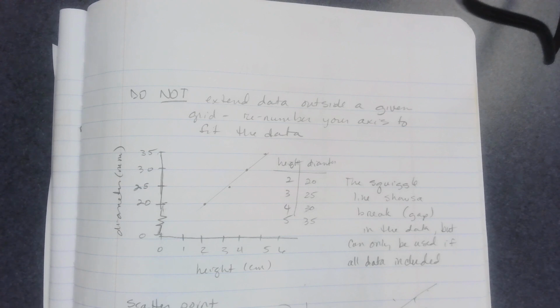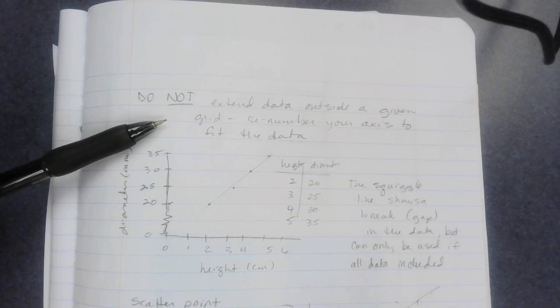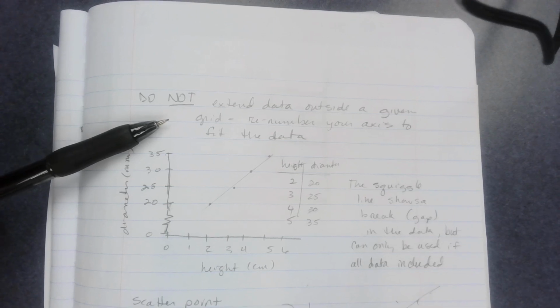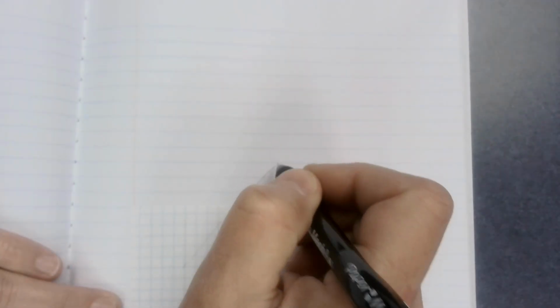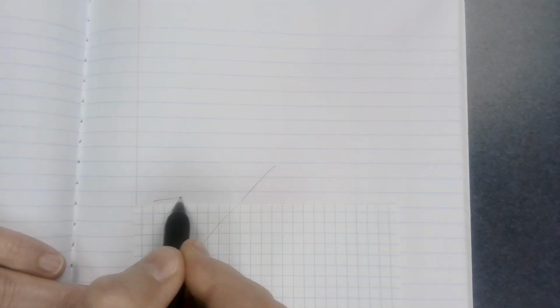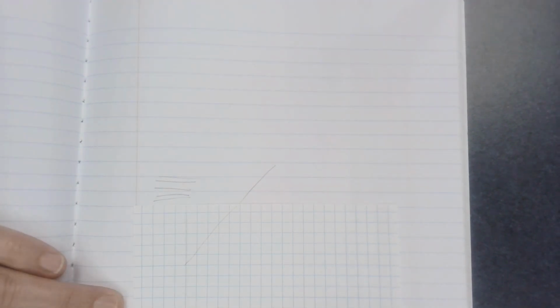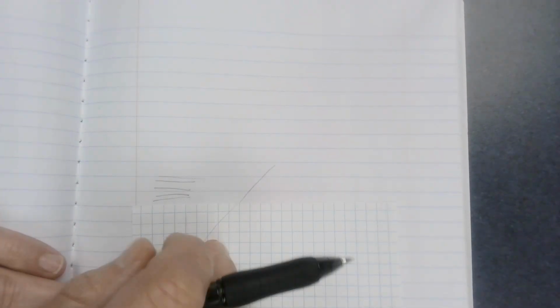All right, some other tips and pieces of information. First of all, do not extend your data outside a given grid. Renumber your axis to fit the data. All right, so what does that mean? That means if this is the grid, I have to fit it on this grid. I cannot, if I find out my data goes above it, go ahead and draw in lines over here so that I can fit my data. It has to fit on the graphing grid. So if it doesn't, then go back and renumber your y-axis so that it fits on there.